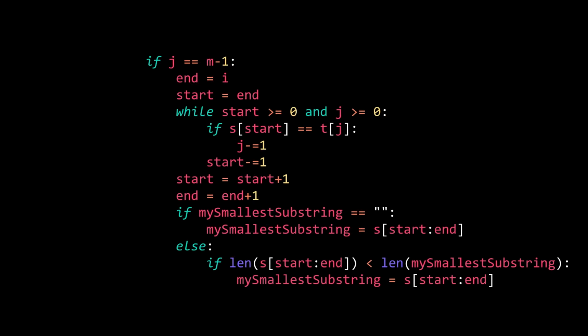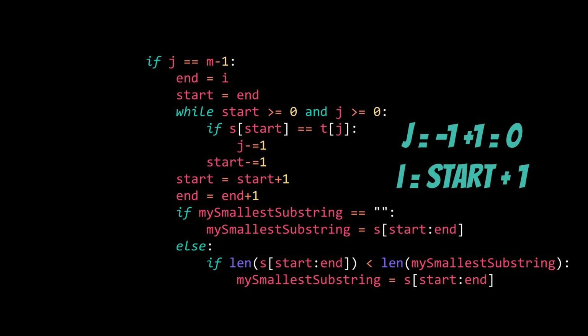And now we have to reset the value of j. We would change this to -1 because once the condition ends, j will be incremented again, and it will become 0. This ensures that we start with the first character in t, and then we have to think about i, which will be the same as our start value. And that will also be incremented by 1. We begin with the very next one after our start.